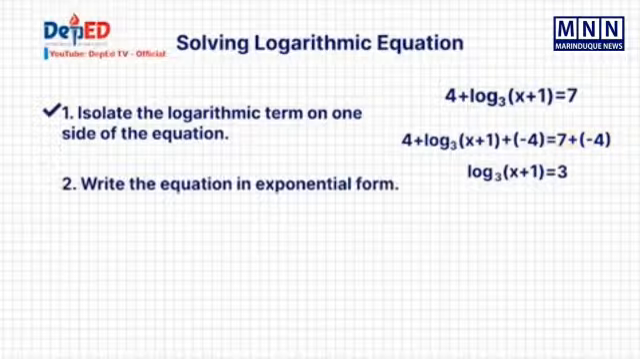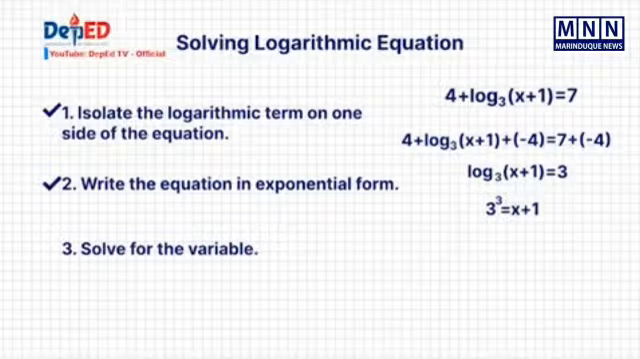The next step is to write the equation in exponential form. This can be written as 3 raised to 3 is equal to x plus 1. We may now solve for x. 3 raised to 3 can be written as 3 times 3 times 3, or simply 27. Now, we have 27 equals x plus 1.